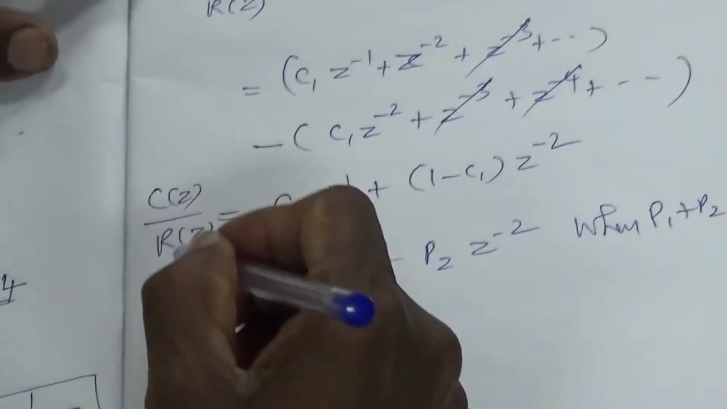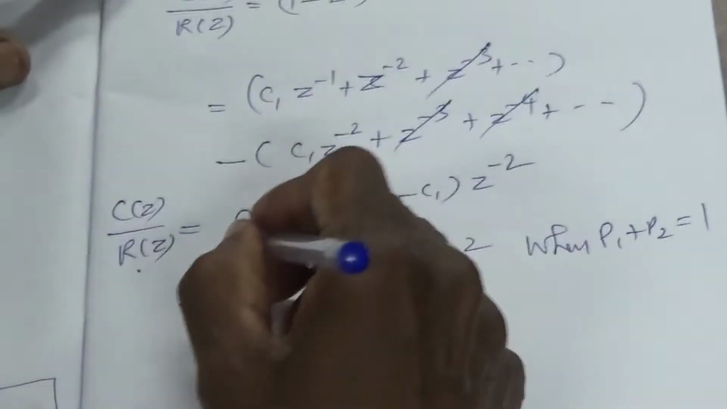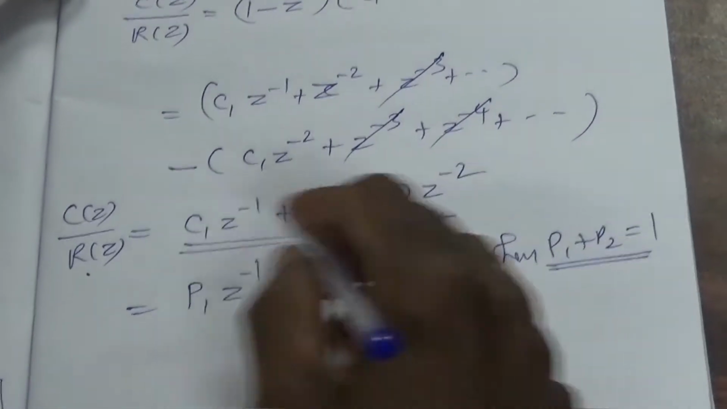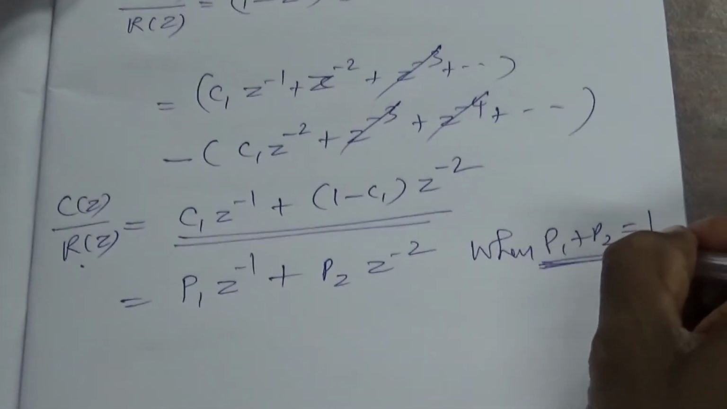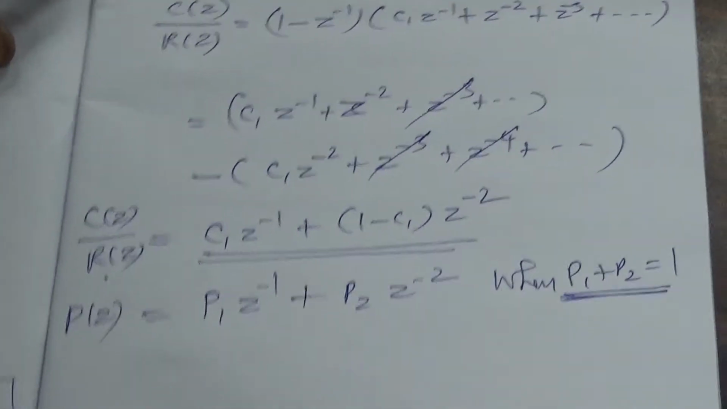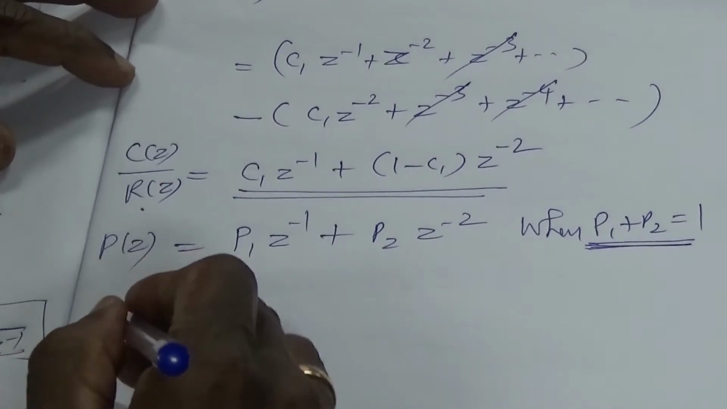If you are able to find C(z) by R(z), you will get a polynomial like this. If the coefficients of the polynomial satisfy this condition, then it can be called P(z). Now let us find what is M(z).